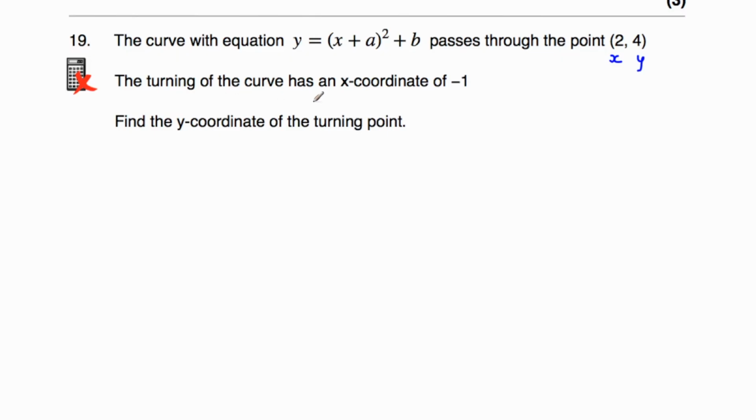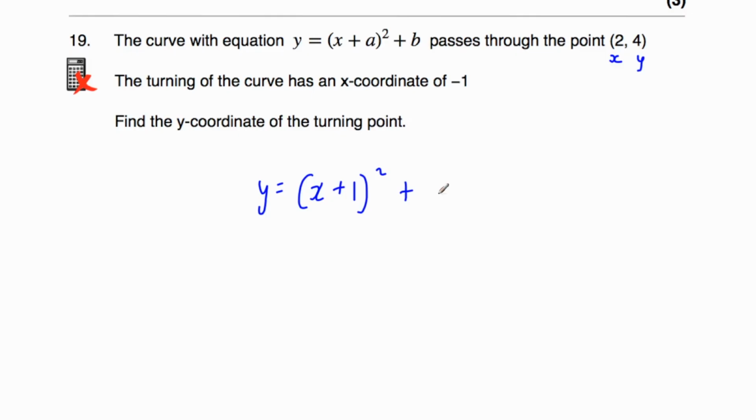And then we're told the turning point of the curve has an x coordinate of minus 1. So normally we consider our y equals x squared quadratic, and this has been translated 1 square to the left. So that means that here this must be y equals (x plus 1) squared, because that would translate the graph 1 square to the left, and that would give the turning point an x coordinate of minus 1.